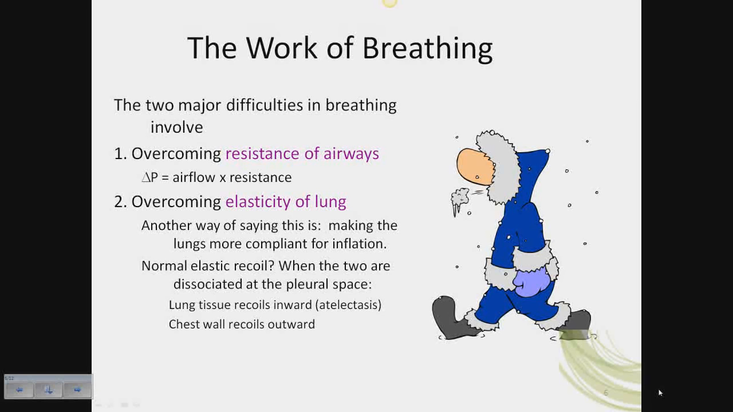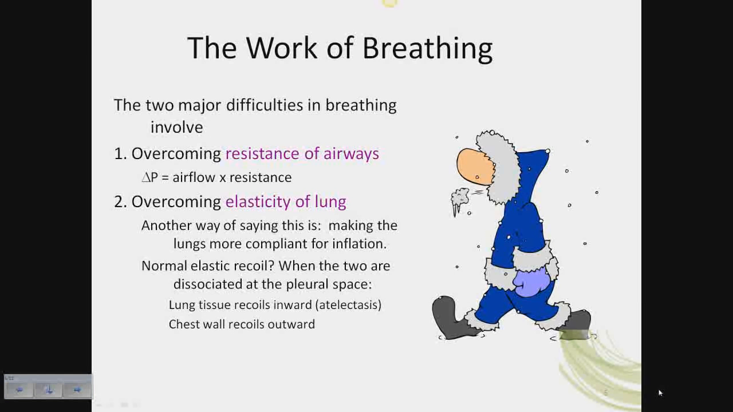So let's begin the talk on the work of breathing. There are two major difficulties in breathing. We need to overcome the resistance of the air passageways. And we really need to come back to Ohm's law, which basically says that flow equals change in pressure over resistance. But we can rearrange that to solve for pressure. Pressure, change in pressure, will equal airflow times resistance. So in order to get changes in pressure, to get airflow, we're going to have to overcome the resistance of airways, and I'm going to talk about that.